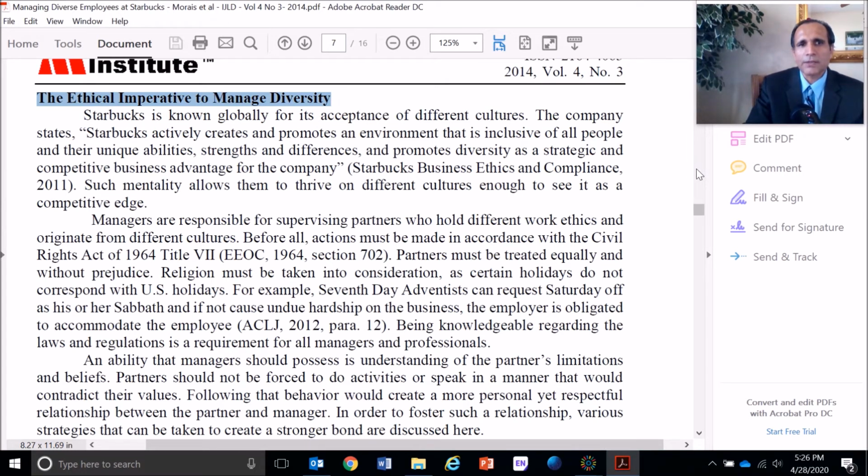In this subheading, entitled The Ethical Imperatives to Manage Diversity, you see the article says Starbucks is known globally for its acceptance of different cultures. The company states, Starbucks actively creates and promotes an environment that is inclusive of all people in their unique abilities, strengths, and differences, and promotes diversity as a strategic and competitive business advantage for the company. This type of mentality allows them to thrive on different cultures enough to see it as a competitive advantage.